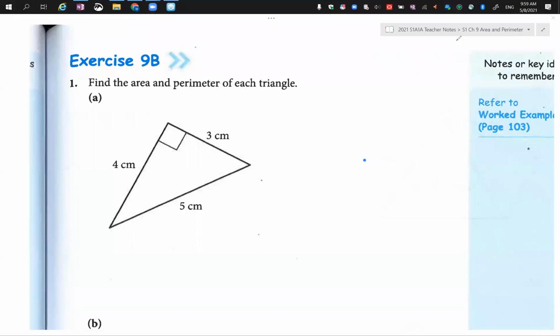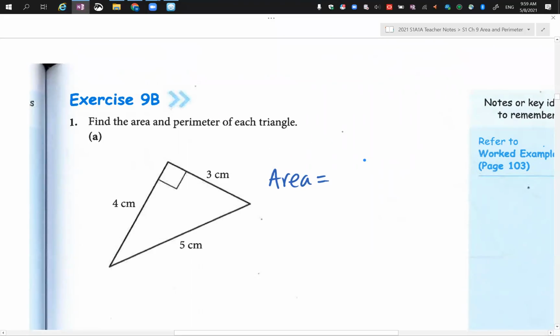Okay, so area of this triangle. Area equals to. Have you written down the word area equals? I don't want to just see numbers multiplied together. I want to see the word area, so that I know what you're doing. Patricia, what is the formula for area of a triangle? Base times height, this sounds like a rectangle. Okay, half times base times height.